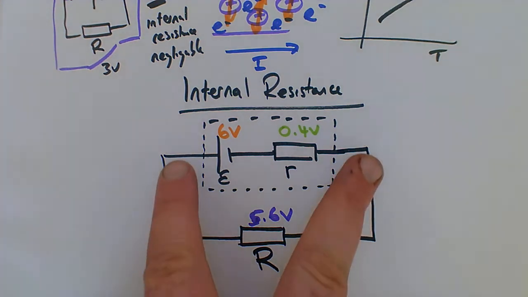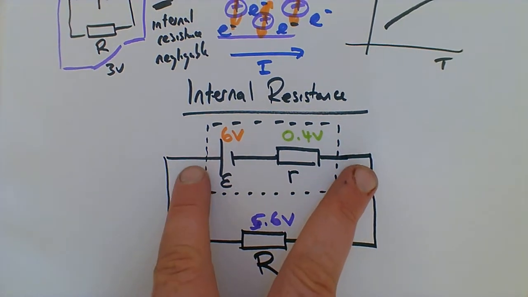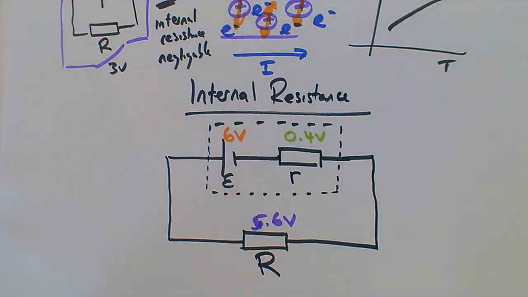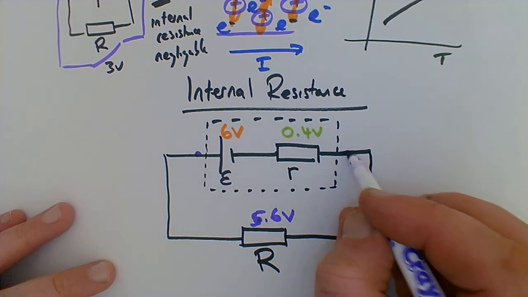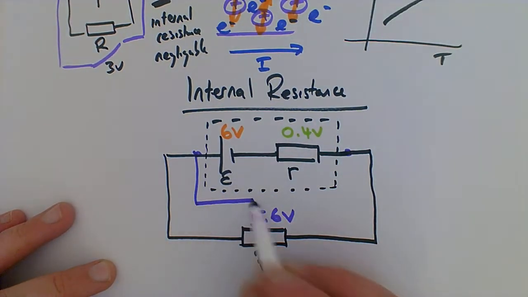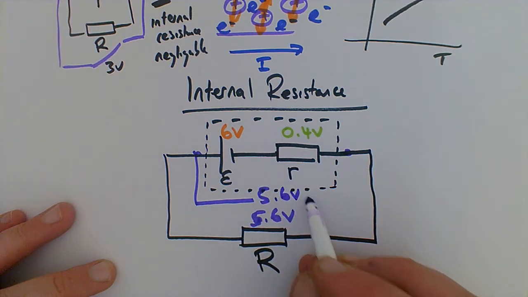Now if it's 5.6 volts there, that's telling me something. That's telling me that outside of the power supply, here and here, must also be 5.6 volts. Of course, we're making assumptions about the wires having 0 resistance, but alright, so here and here is also 5.6 volts.